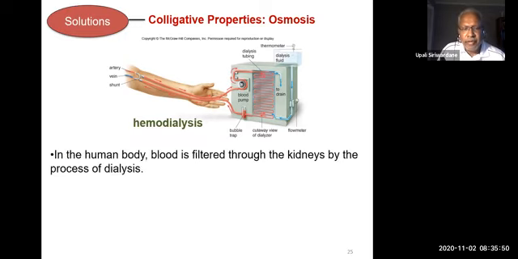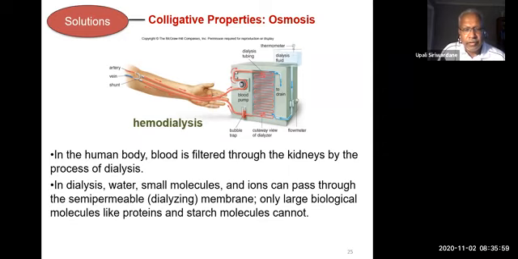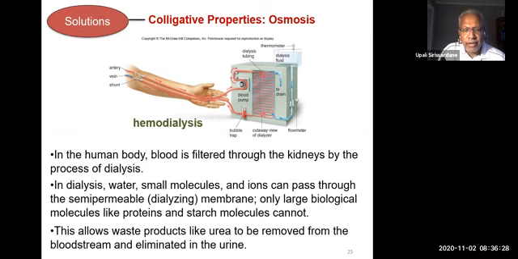In the human body, blood is filtered through the kidney by a process of dialysis. In dialysis, water, small molecules and ions can pass through the semi-permeable membrane. Only large biological molecules like protein and starch molecules cannot. So basically, the dialysis machine removes water and other small particles and ions from the blood and cleans it up. This allows waste products like urea to be removed from the bloodstream and eliminated in the urine.